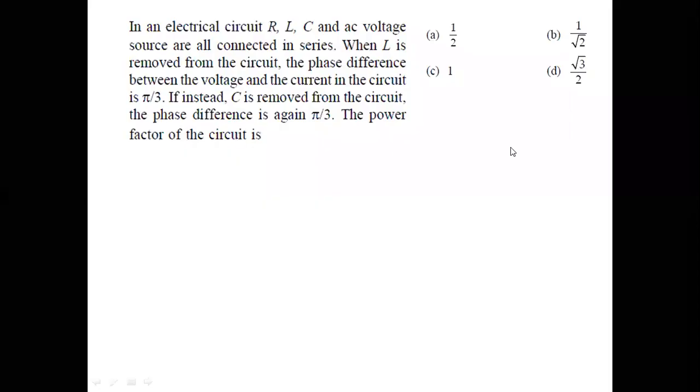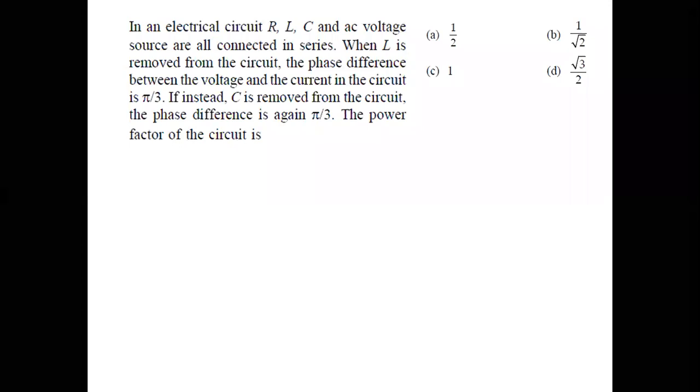The question is simple. In an electrical circuit, you have an LCR circuit, RLC we call, and an AC voltage source all connected in series, a simple, beautiful connection. When L is removed from the circuit, the circuit becomes an RC circuit, resistance and capacitance. When L is removed from the circuit, the phase difference between the voltage and the current in the circuit is pi by 3.